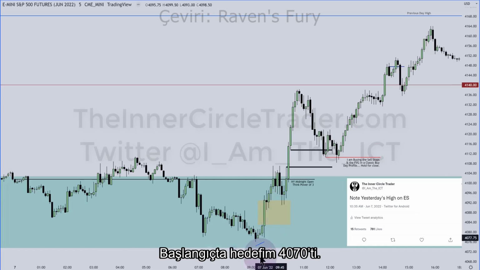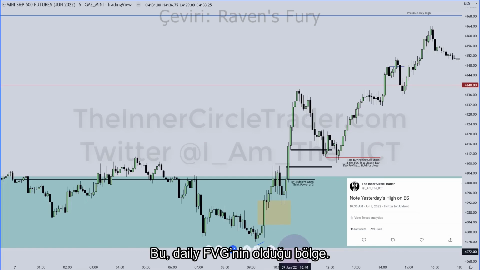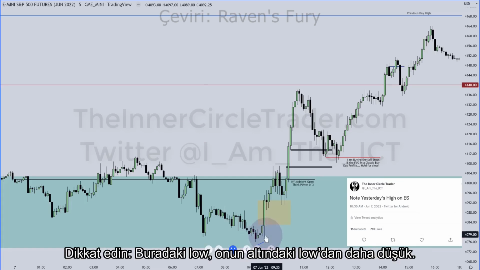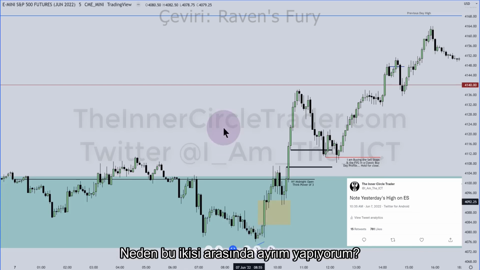So initially I wanted that 40.70 level. We failed to go outside the shaded area here. That's that daily fair value gap, so I've added it here for your edification. Notice that these lows here, this is lower than that one. Why is that important? Why am I drawing a distinction between those two?